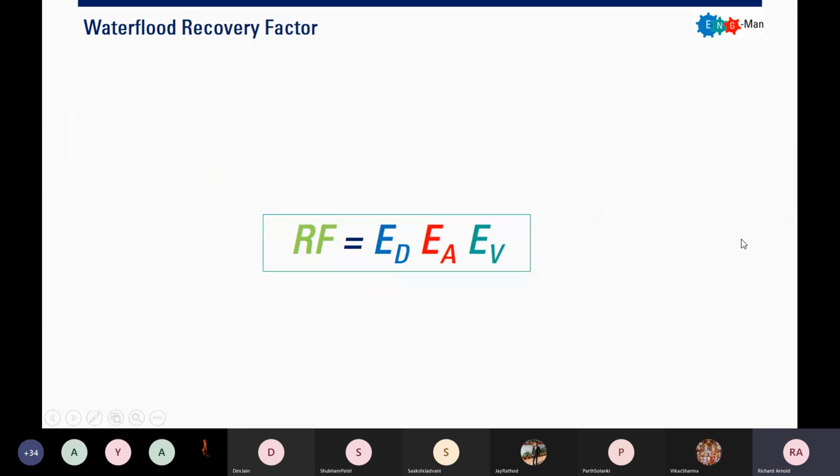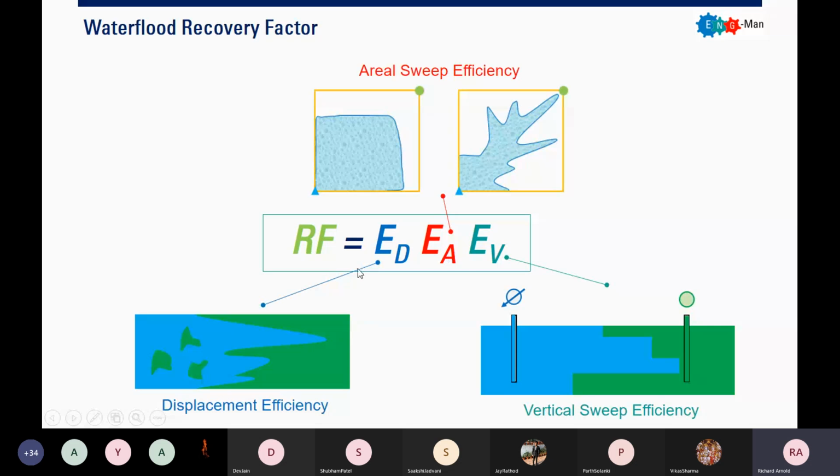All right. And of course, one of the things that is very important regarding water flood is how we calculate the recovery factor. The recovery factor can be calculated using this formula. So it is the displacement efficiency multiplied by areal sweep efficiency and by vertical sweep efficiency. This is how we calculate the recovery factor provided by the water flood or the water injection.